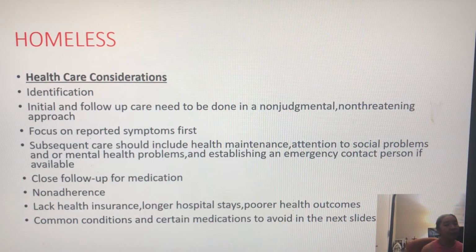Subsequent care should include health maintenance, attention to social problems and/or mental health problems, and establishing an emergency contact person if available. Homeless individuals often experience poor nutrition, sleep deprivation, violence, physical trauma, emotional trauma, and long-term exposure to toxic agents. They may not adhere to medical treatment recommendations and therefore require close follow-up. They tend to lack health insurance, have longer hospital stays, and have poorer health outcomes.